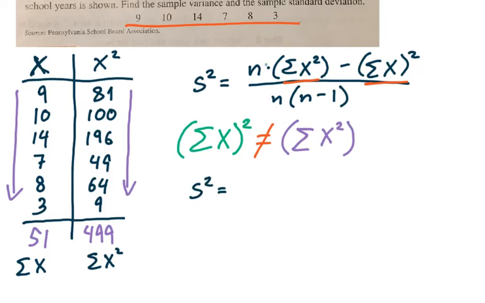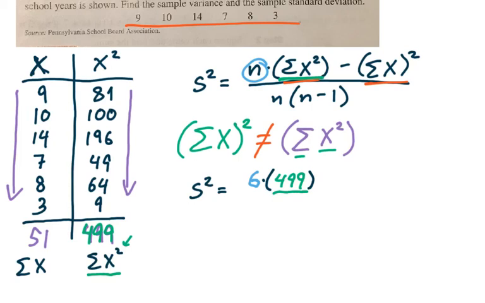Let's just go through step by step. So the first thing, n is, in this case, we have a sample size of 6, so that's why I'm substituting in 6 right there. And the next thing that I'm going to be substituting in is this expression right here, the sum of the x squared values. That's the order that this is saying to do it. Square them first and then add them all up. That was 499.